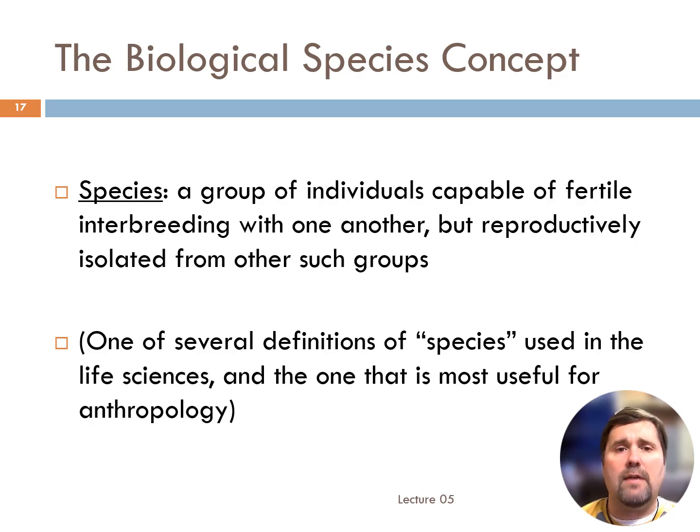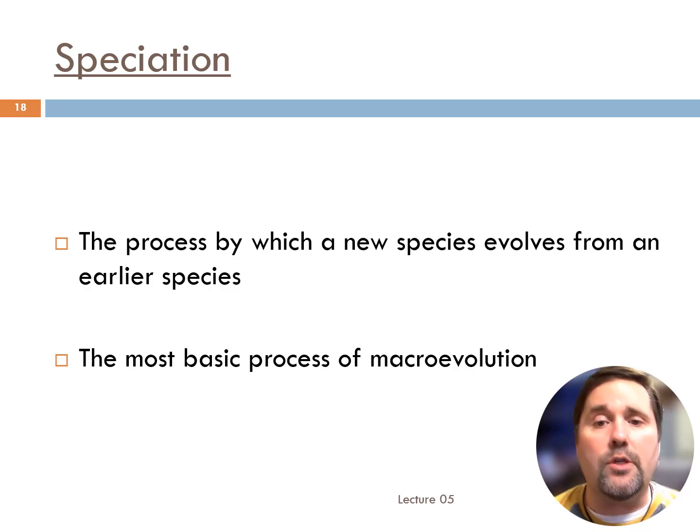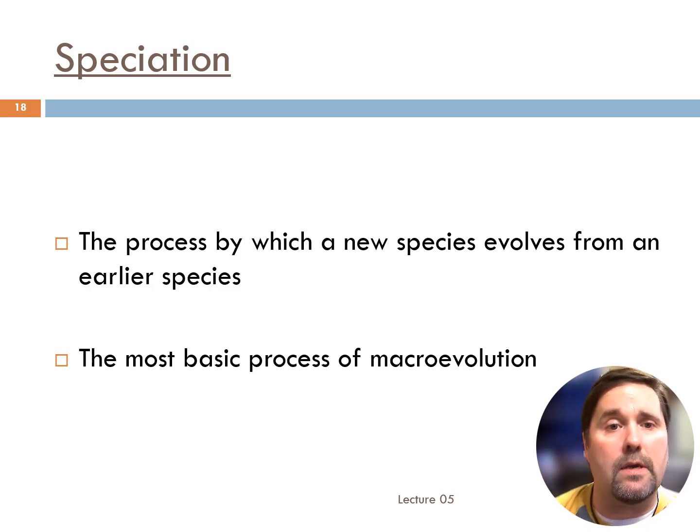The most popular definition of species today, the one we discussed a few lectures back, is called the biological species concept. It states that a species is a group of individuals capable of fertile interbreeding with one another, but reproductively isolated from other such groups. Speciation, the most basic process in macroevolution, is the process by which a new species evolves from an earlier species. Because speciation usually takes place over millions of years, studying it usually involves studying fossils.